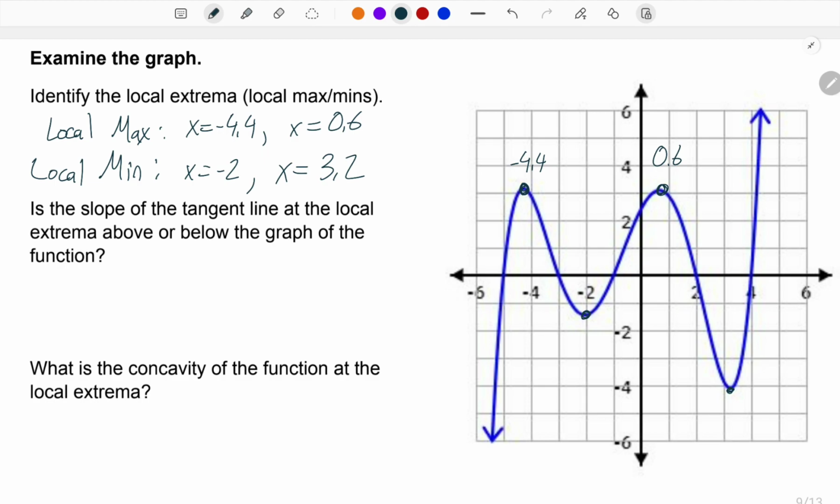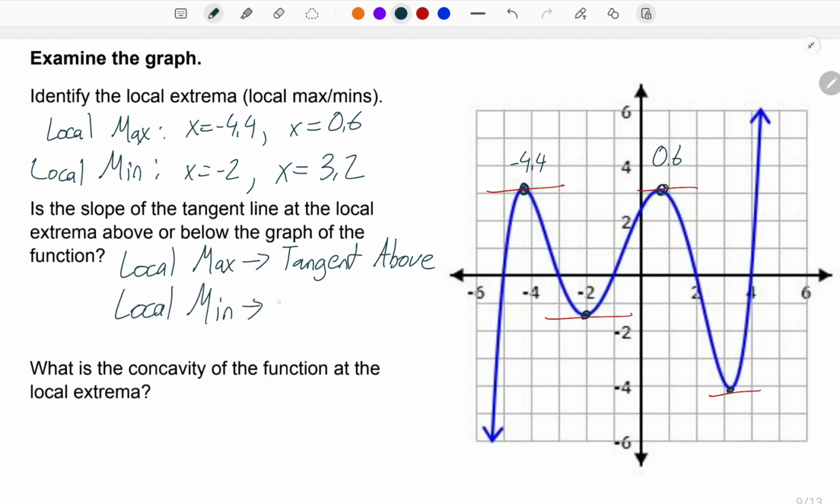All right, so now let's take a look at the slopes of these particular tangents, or at the tangents for those points. Drawing the tangent, that tangent is above the graph. Same thing with this one here. So for local max, what I'm going to say is tangent above. Now let's take a look at those local minimums. Taking a look at those local minimums, that tangent is below.